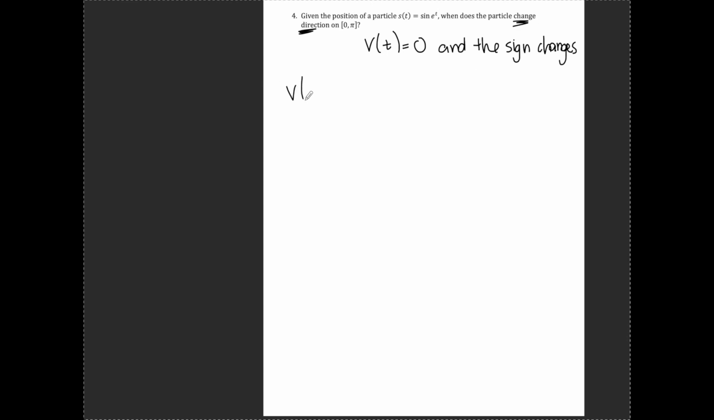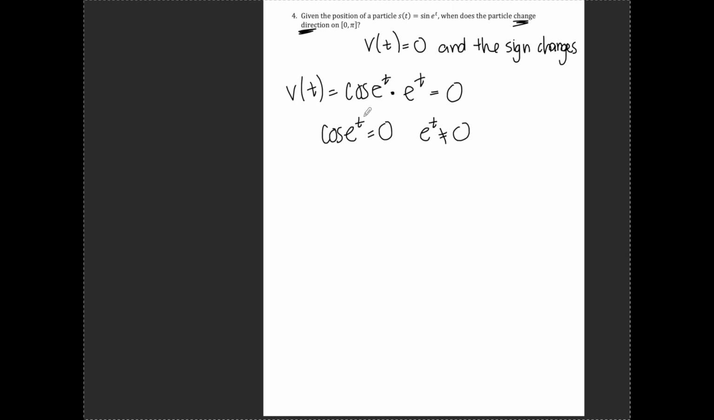So first I'm going to find v. The derivative of sine is cosine. I leave the e to the t, times the derivative of the angle. The derivative of e to the t is e to the t. I set that equal to 0 to find my critical values. So I have cosine e to the t equals 0, and I have e to the t equals 0. This one's a no solution, so I don't get any answers over here.